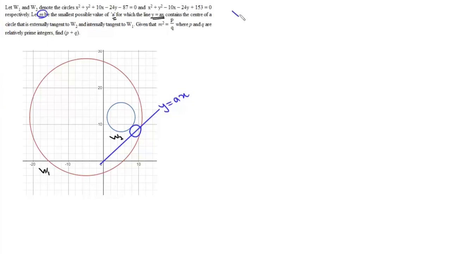Now for W1, center is at minus 5, 12, and its radius will be the square root of 25 plus 144 plus 87, and that will be 256, which is 16. So center one is minus 5, 12, and radius is 16.